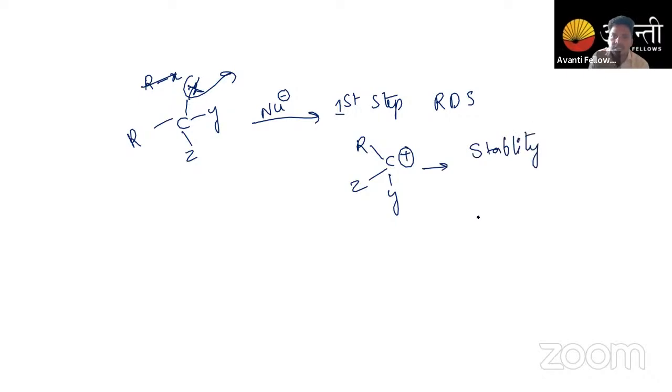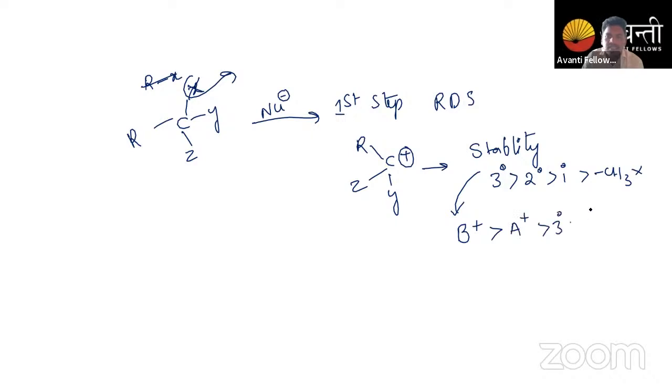So how do you check the stability? If it is a tertiary one, it will be more stable, then secondary, then primary, and then methyl halide. So the stability of carbocation is also the same. But another important thing you need to remember: benzyl cation is more stable than allyl cation, then tertiary, then secondary, then primary. Sir, what is benzyl cation?